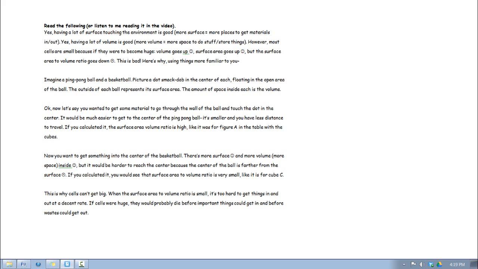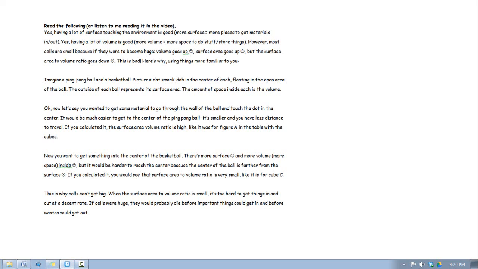If you calculated it, the surface area to volume ratio is high, like it was for figure A in the table with the cubes. Go back and look at that table and see why. Now, you want to get something into the center of the basketball. There's more surface, good, and more volume, or more space inside, which is good, but it would be harder to reach the center because the center of the ball is farther from the surface. Sad. If you calculated it, you would see that the surface area to volume ratio is very small, like it is for cube C. Go back at the chart and look at that.